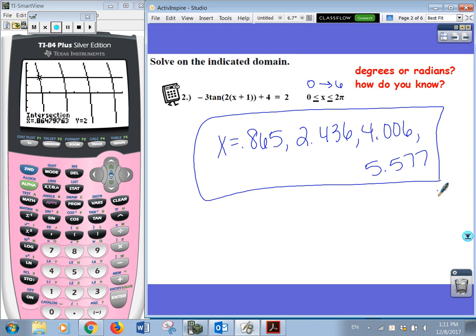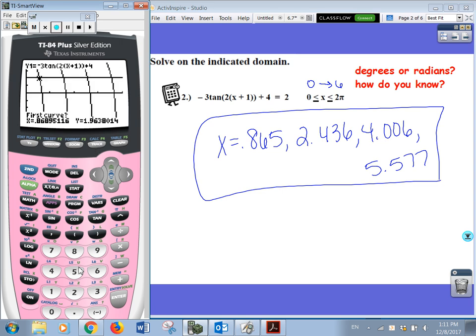So once again on the calculator, second trace 5. You can scroll over to the next one, and you would just do that all 4 times. There's your answer. If you hit enter too many times, it goes away. You just have to redo it.